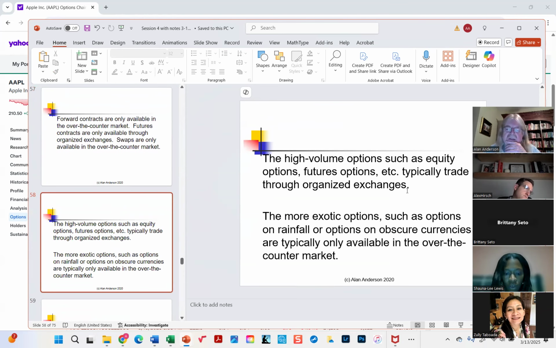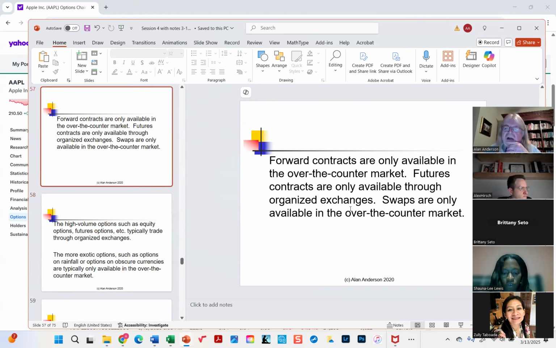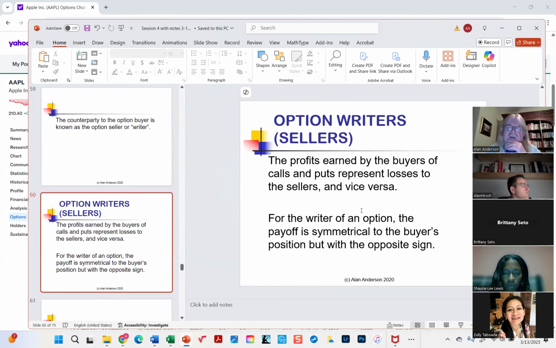Oh yeah, I guess this is the discussion about how options can be traded through the over-the-counter market or through exchanges. We've already covered that.